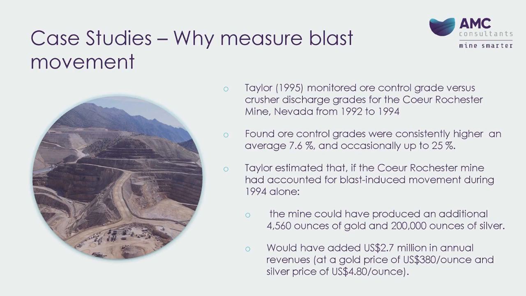In 1995, Taylor also monitored grade control versus crusher discharge grades for the Rochester mine in Nevada. And he found that ore control grades were consistently higher by an average of 7.6% and on occasion up to 25%. Taylor estimated for the Rochester mine during 1994 alone, if blast-induced movement had been accounted for, the mine could have produced an additional 4,500 ounces of gold and 200,000 ounces of silver. This would have added 2.7 million in annual revenues for the Rochester mine in 1994. And this was at a time when gold price was at $380 an ounce. So even then, significant value to be added to the operation.